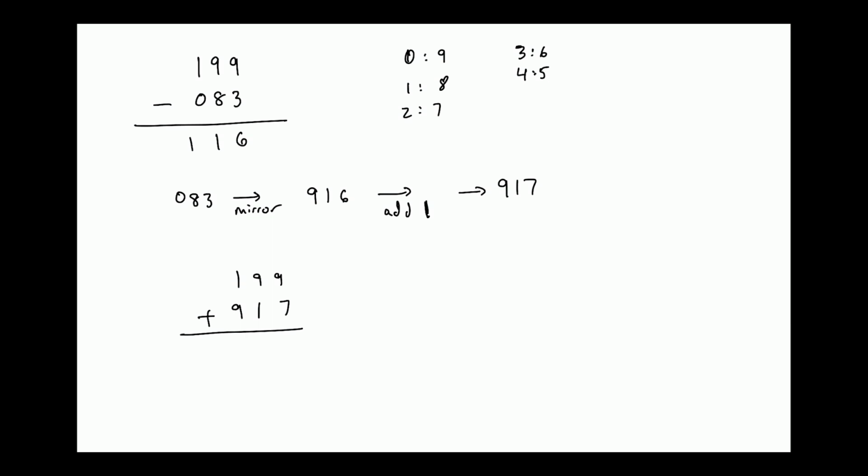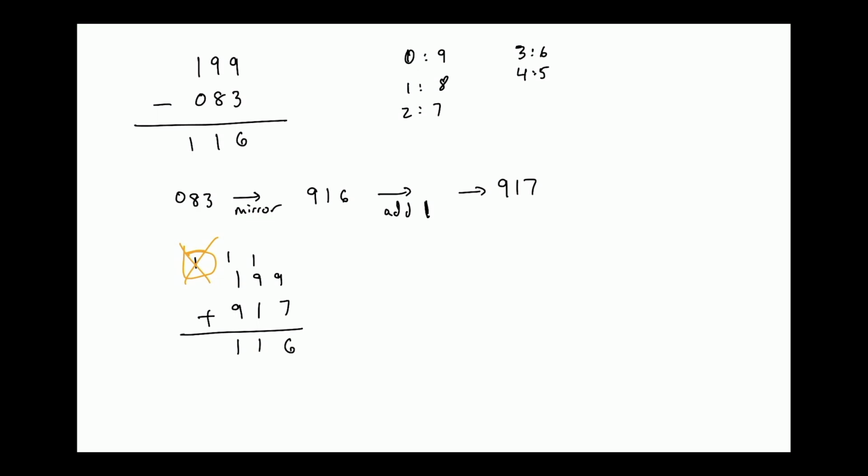Let me add that to 199. What's 9 and 7? 6, carry a 1. Then 1, carry a 1. And then 1, carry a 1. But again, I'm going to discard that carry. And lo and behold, what do I get? 116. And you guys pick the numbers, not me, so you can't accuse me of cherry picking or anything. So that's my magic trick for the day.